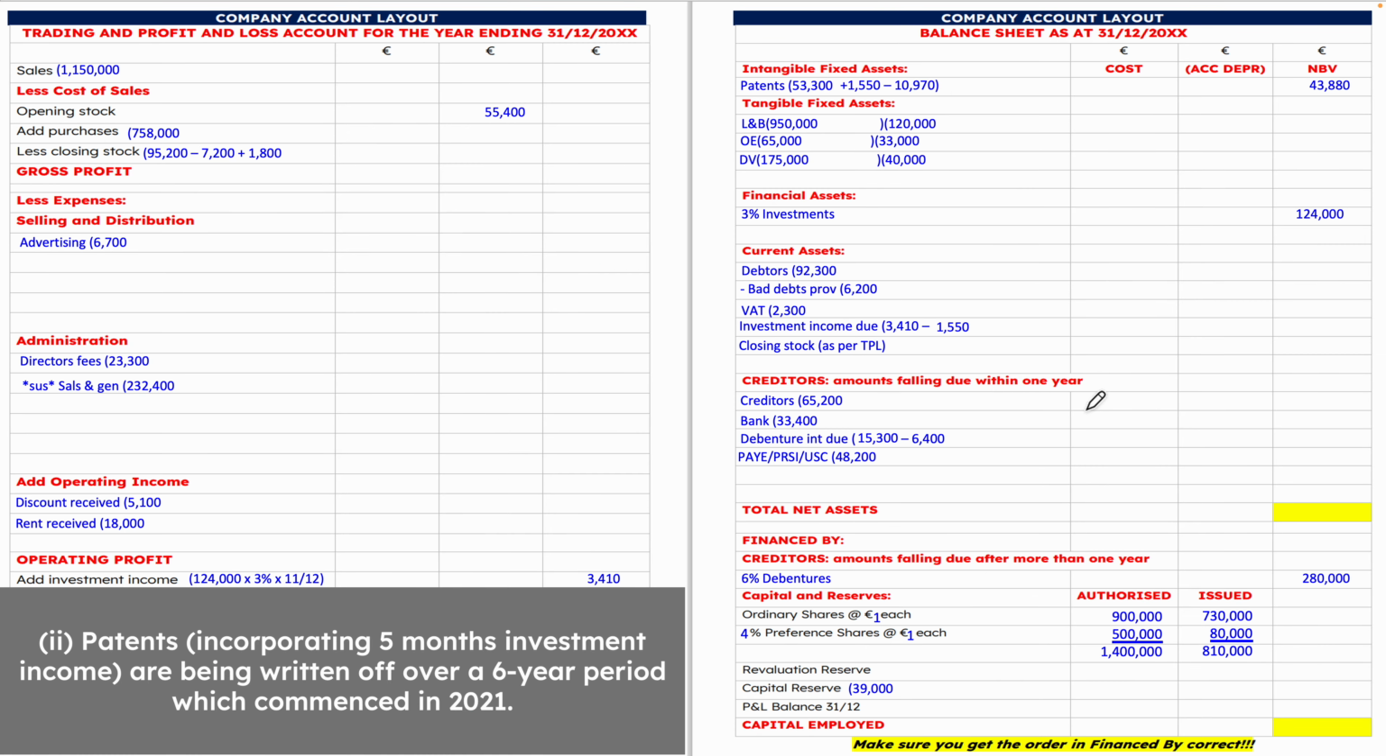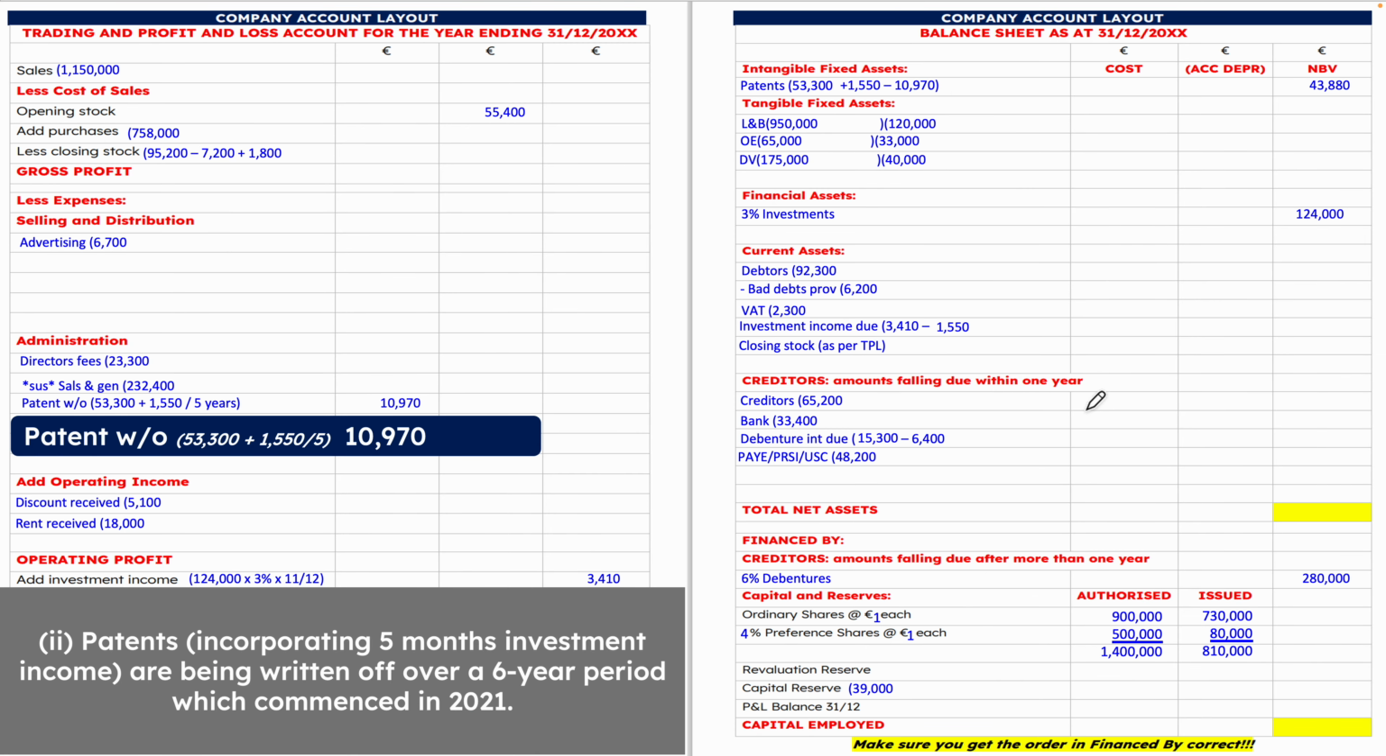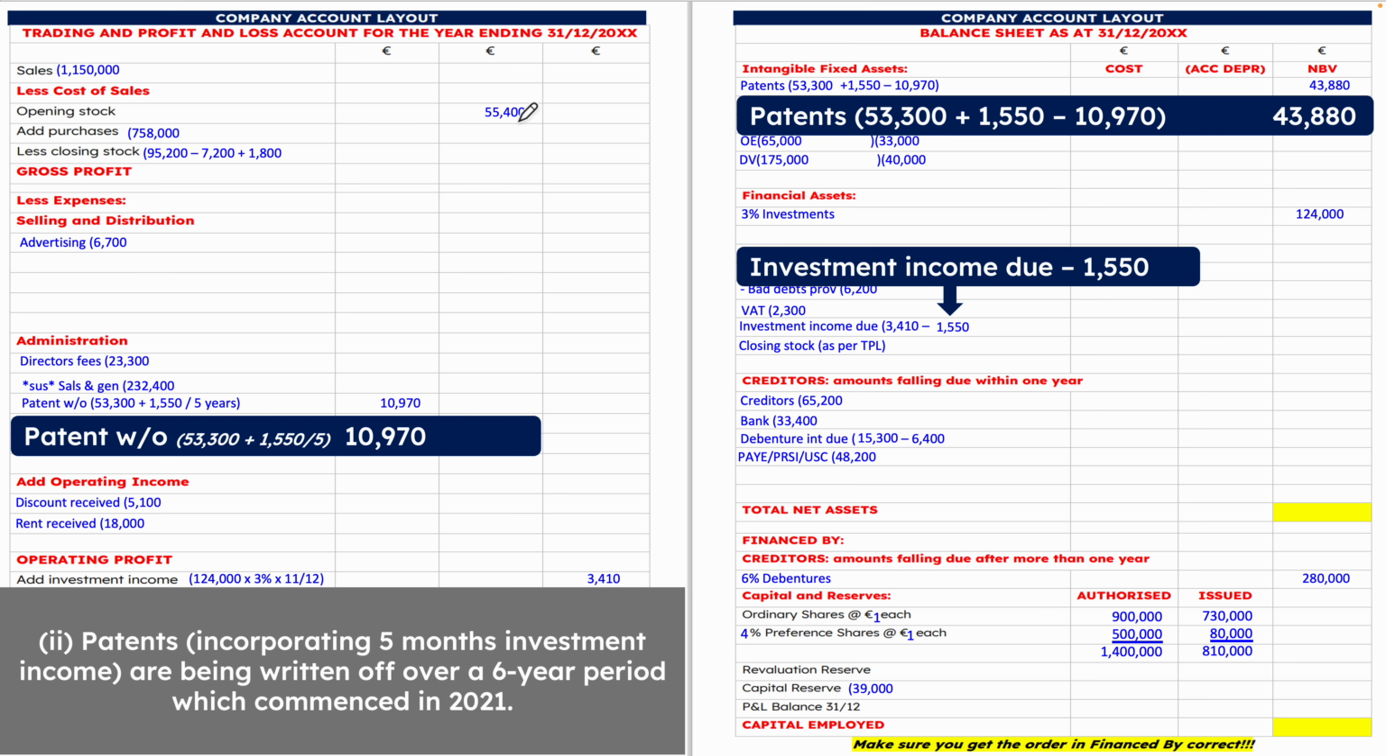So with that, we're going to go patent written off 53,300 plus 1,550 divided by 5 years, and that is €10,970. Up in the patents, in the intangible fixed assets, you're going to have your patents 53,300 plus 1,550, and you're going to minus the amount that you have written off, and then that is going to mean that your patents at the end of the year are €43,880.